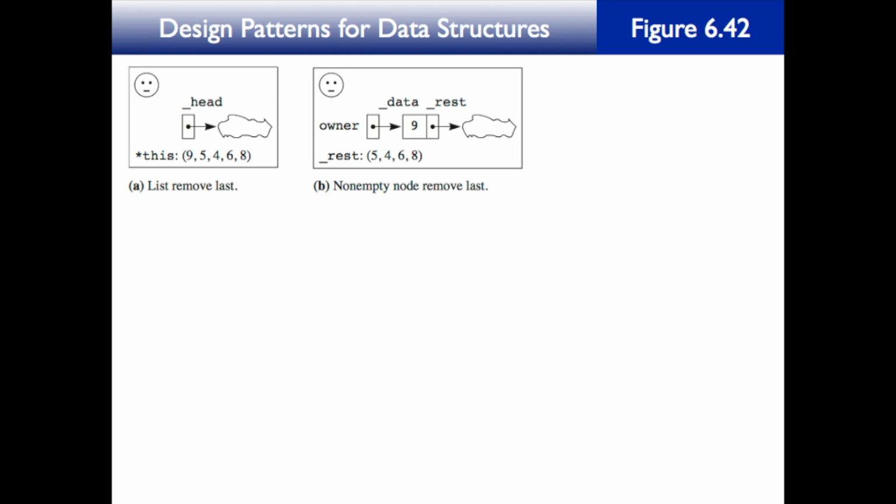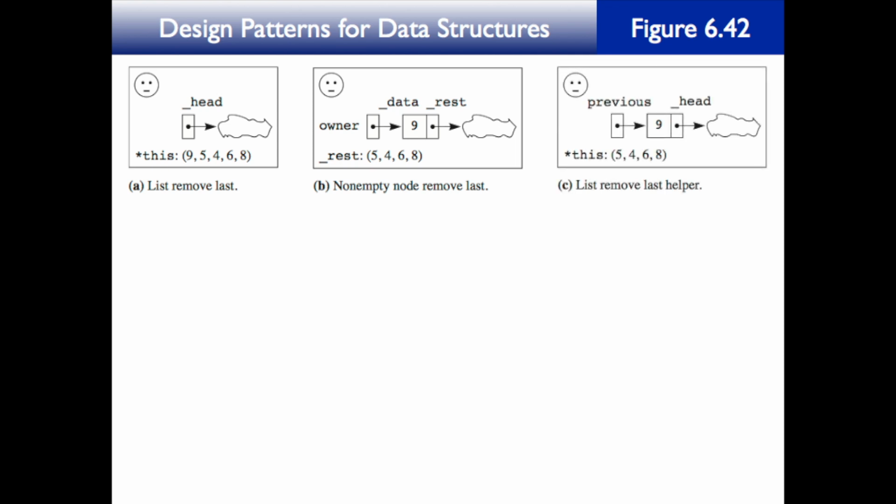So now, what does this non-empty node do? He doesn't know whether rest is empty or not, right? If rest is empty, then this node should be deleted. But if rest is not empty, it should not be deleted. So what do we do? We call the list version, the list helper version. And what do we pass? What does part C of figure 6.42 show?